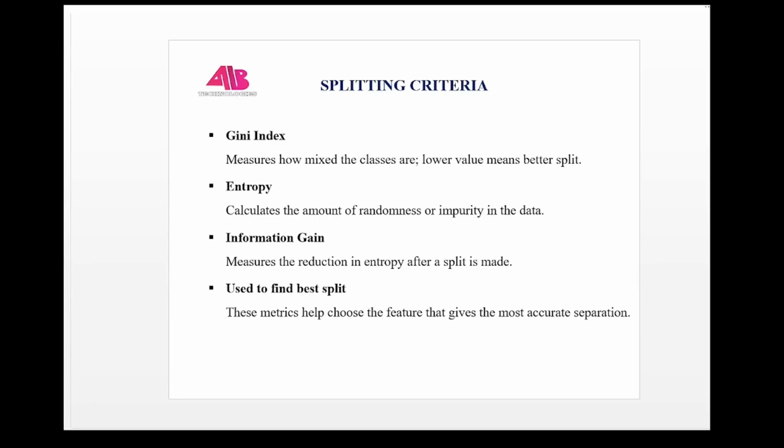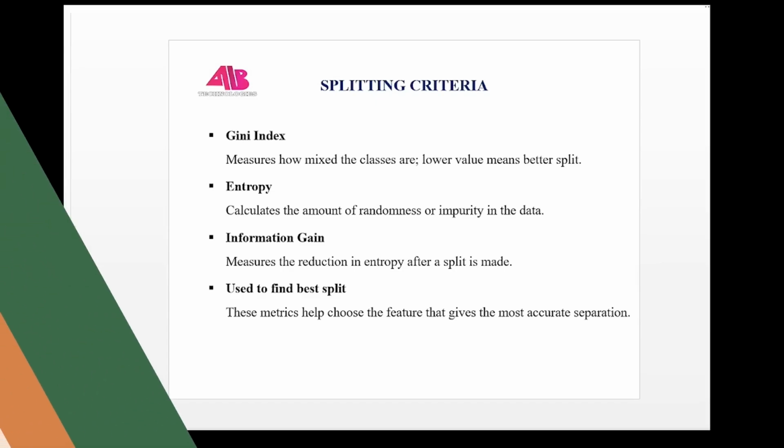From entropy, we calculate something called information gain. Information gain tells us how much the entropy reduces after a split. The feature that gives the highest information gain is chosen for splitting. So overall these measures help the tree choose the best possible split. Best split means data is separated more clearly and predictions become more accurate.